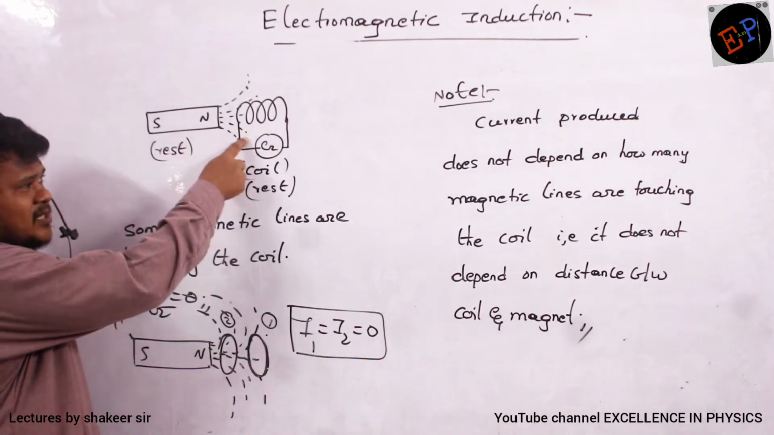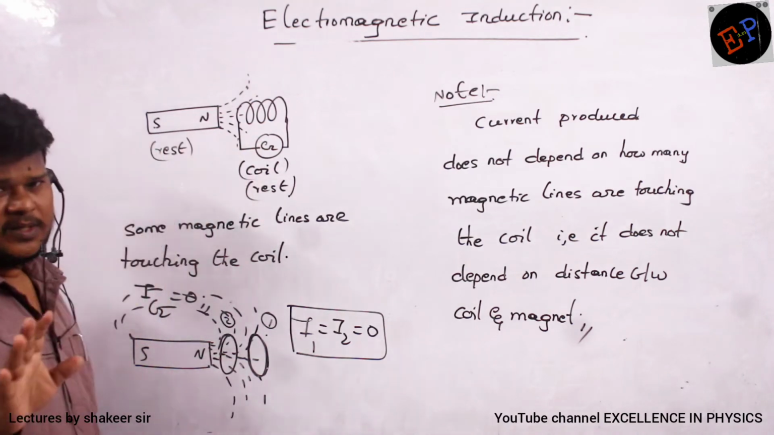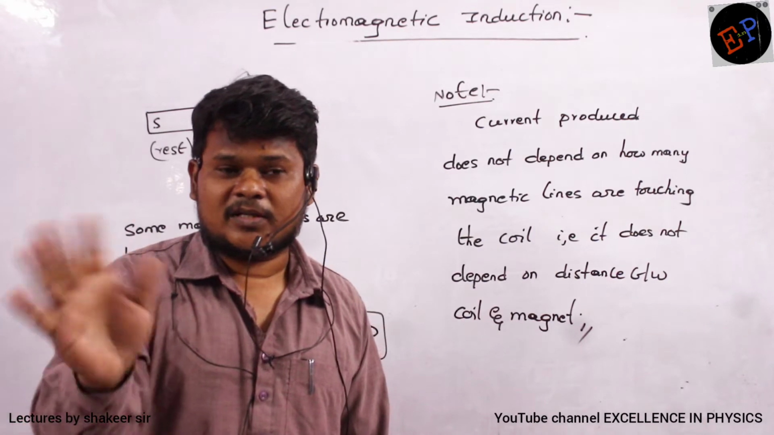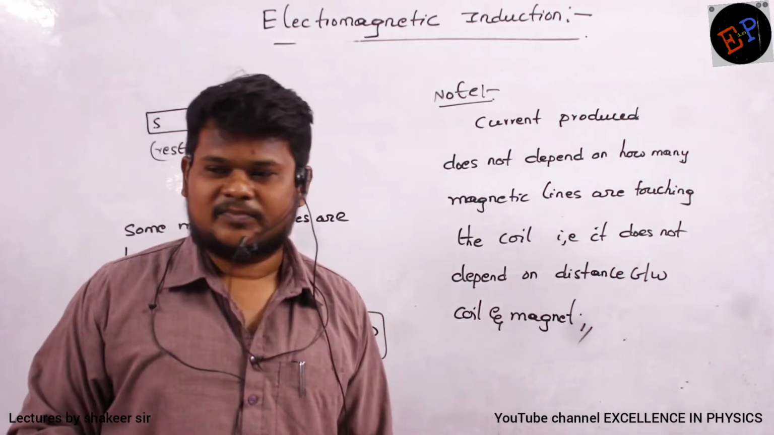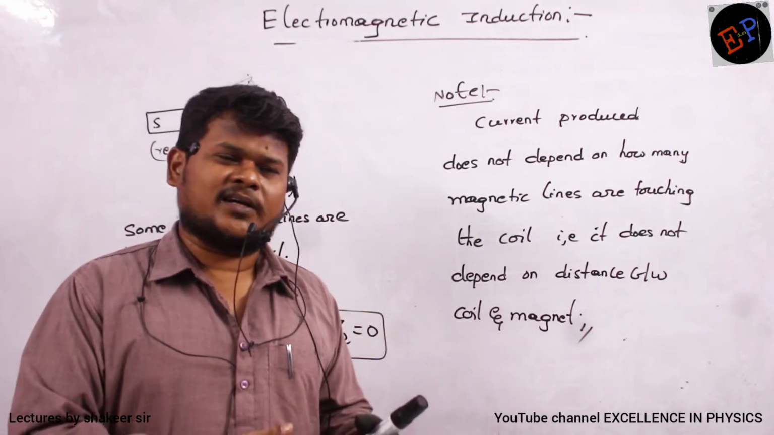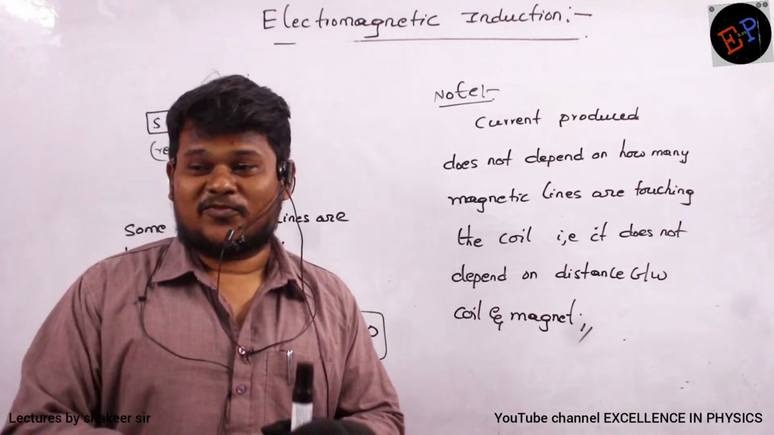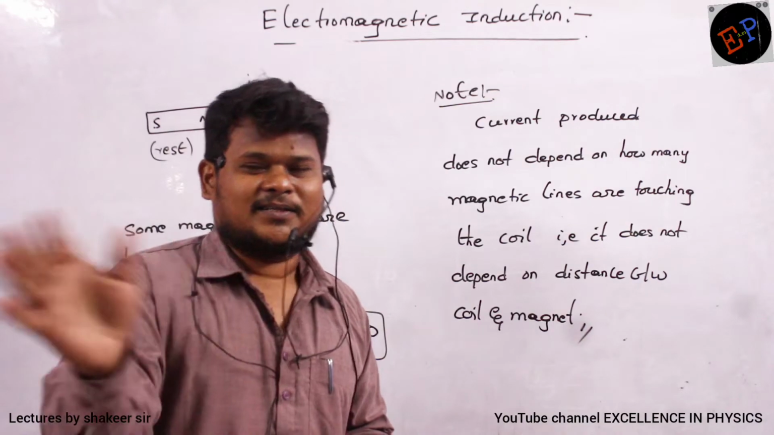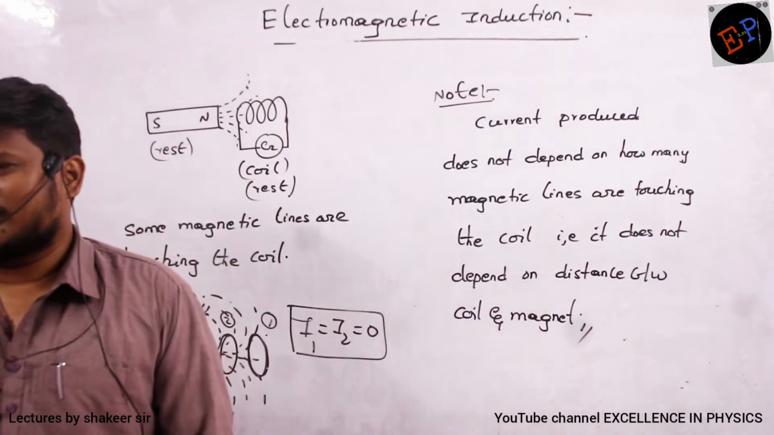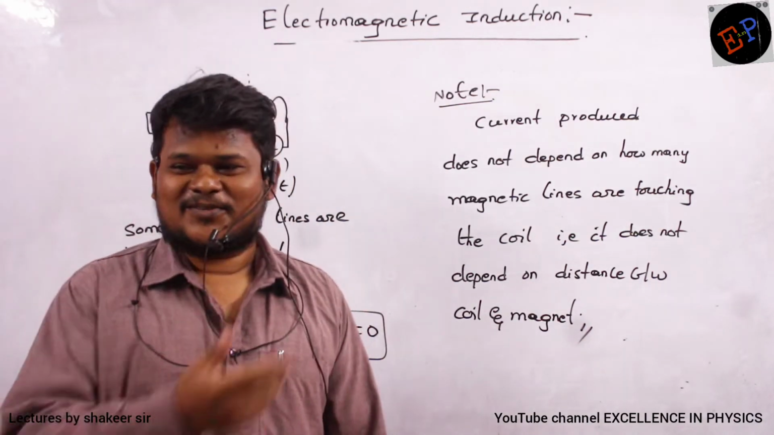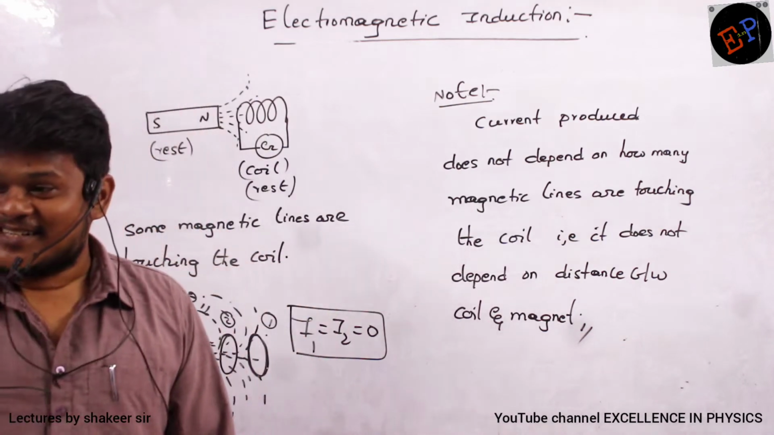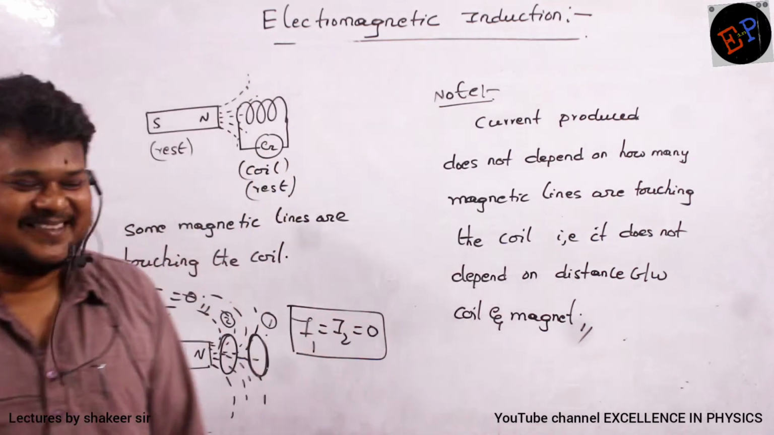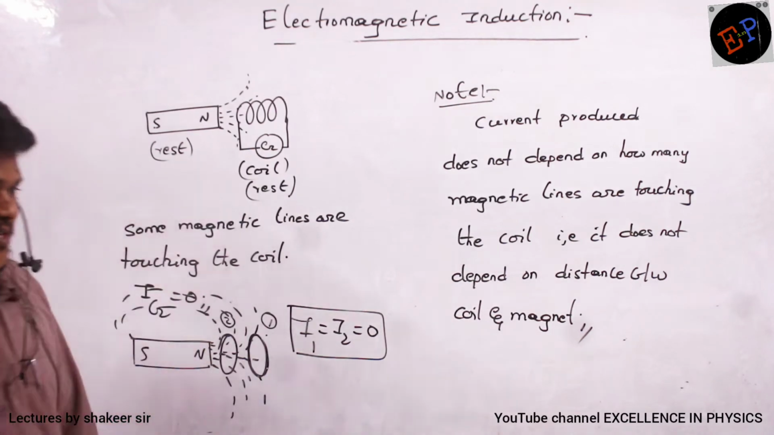Similarly, same concept here also. When magnetic lines are touching the coil, no problem. But when the magnetic lines are changing, the coil does not want the magnetic lines to change. If fewer magnetic lines are touching, no problem. If more are touching, no problem. But if the lines are changing, that is not bearable by the coil. That is called inertia. So here also the coil has a property called inertia. Why it happens, we will discuss afterwards.